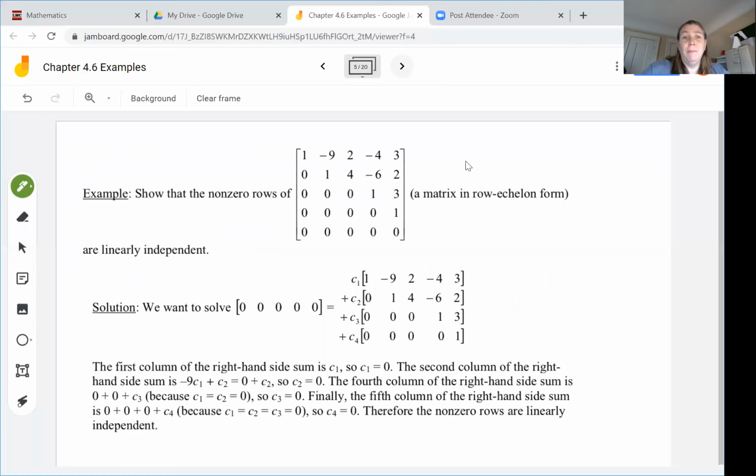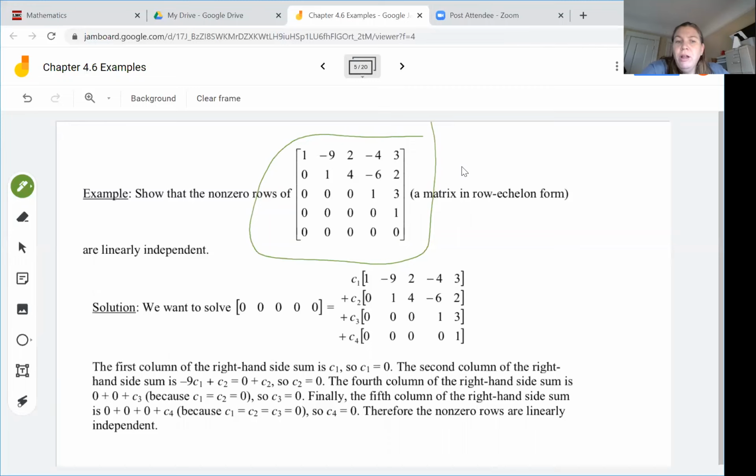So let's take a look at an example here. In our example, we want to show that the non-zero rows of our matrix, which is already in row echelon form, are linearly independent. In order to do that, we have to show that constants multiplied by each row vector, so our constants are C1 through C4 since there are 4 non-zero rows, equal the zero vector. So we set this equal to a zero row vector.